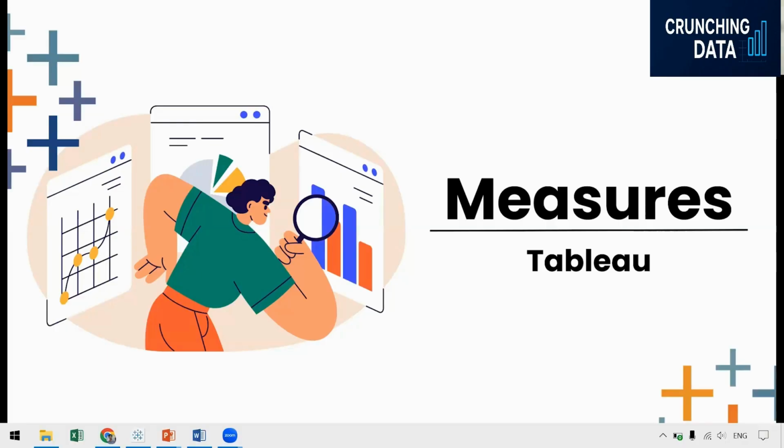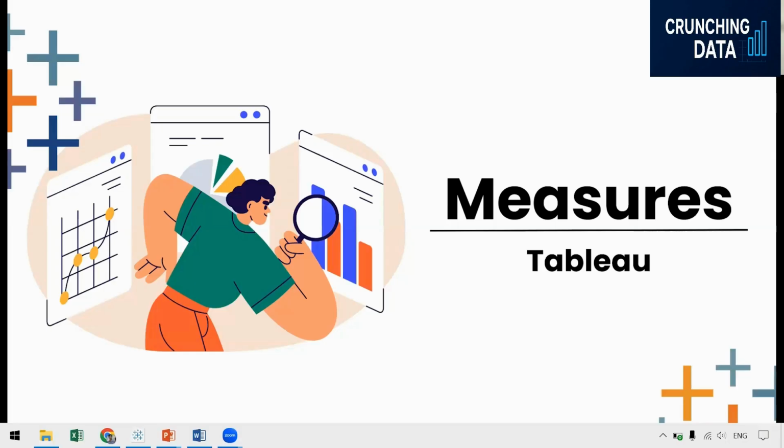The first one is the quantitative data. Measures are associated with quantitative data, which means they represent the values that can be measured, counted, or expressed in a numeric form. Examples of the measure include sales revenue, profit margin, quantity sold, temperature, and customer age. The second one is used for calculation. Measures are typically used in mathematical calculations and aggregations. They can be summed, averaged, subtracted, divided, or subjected to other mathematical operations to derive insight and performance analysis.